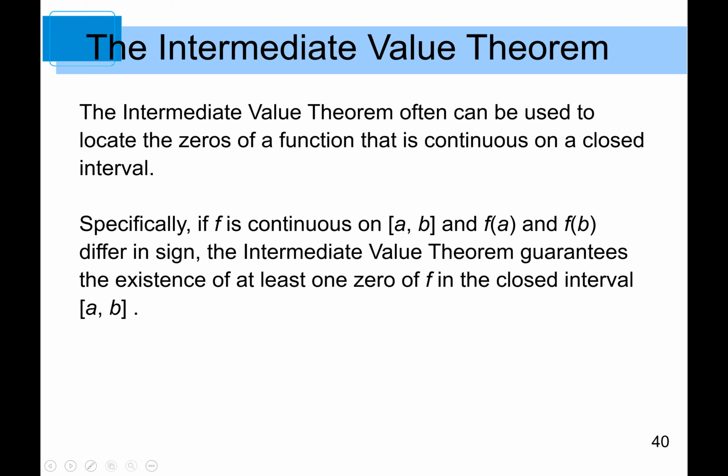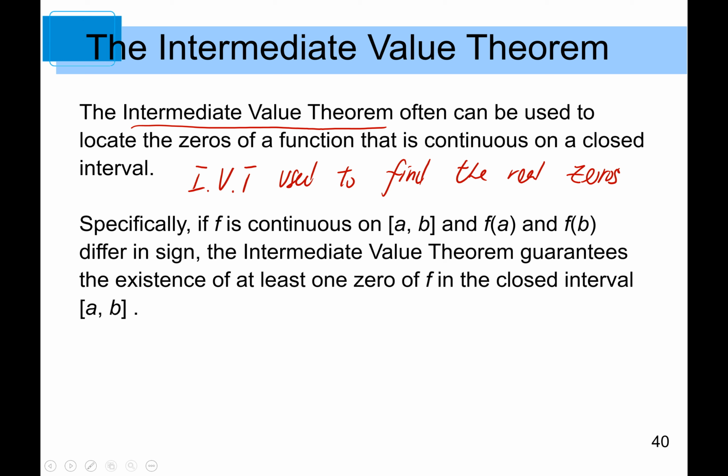And one of the most important usages of the intermediate value theorem is to find the real zeros. Specifically, if f is continuous on the closed interval [a, b] and f of a and f of b have different signs, meaning one of them is positive and the other one is negative, then there is guaranteed to be at least one zero in that closed interval [a, b].